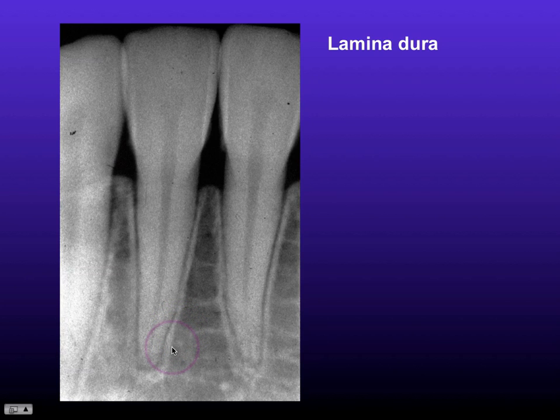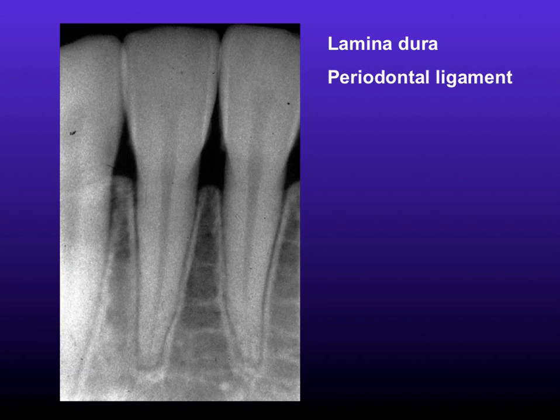It's a really important structure to recognize because loss of the lamina dura can result from disease, particularly and most commonly inflammation, either periapically or laterally as a result of periodontal problems or lateral canals and root fractures. So it's an important thing to recognize.